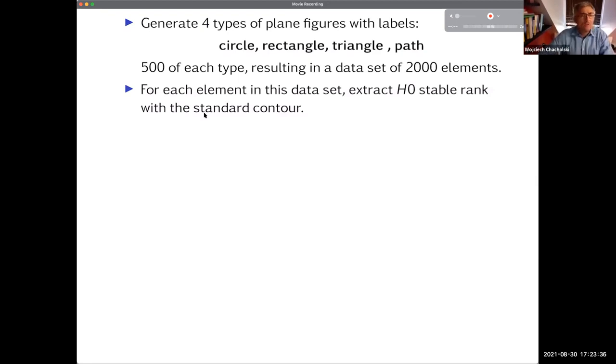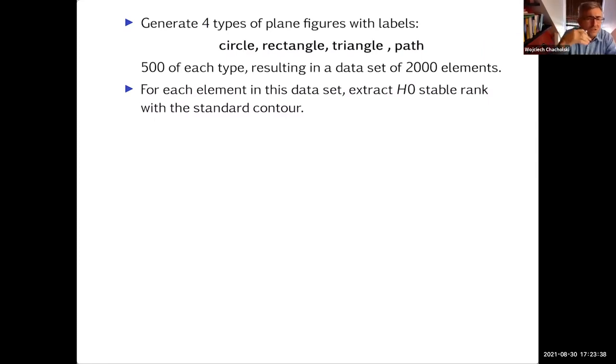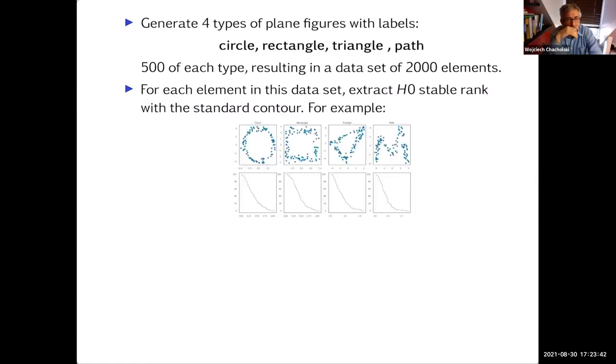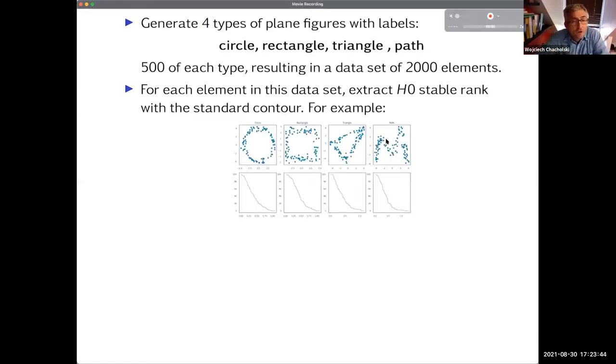For each element in this data set, I will extract, according to my apparatus, the H0 stable rank with the standard contour. I'm not changing the standard contour. This is related to the usual bottleneck distance. Here are, for example, 4 elements in my data set. I typically generate them with a little bit of normal noise around the circle, rectangle, triangle. And here are the representing functions, elements of this standard contour kernel.